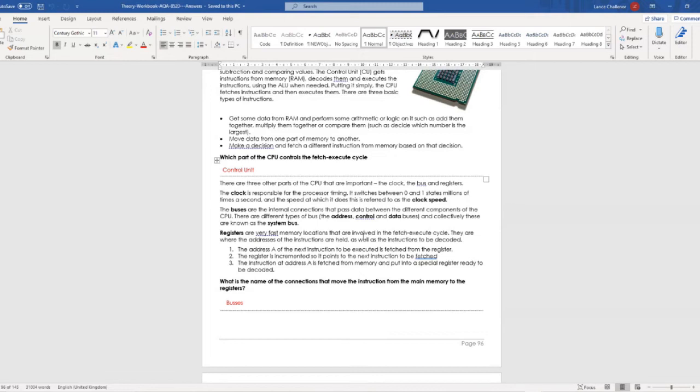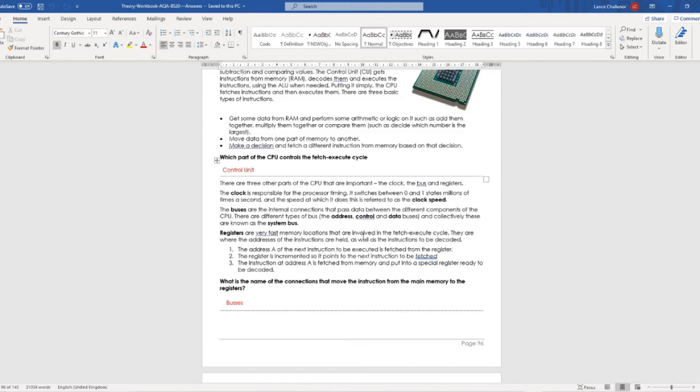And the number of times per second is the clock speed. So we're talking gigahertz for most modern computers, which is billions of times per second. So the clock is responsible for that tick, increasing the program counter, fetching the instructions.